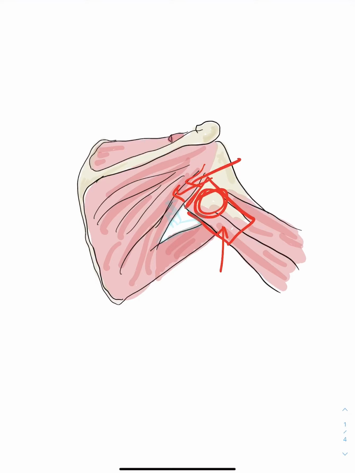Next, we have the triangular space, shown here in blue. It's made up of teres minor, teres major, as well as the long head of the triceps. Additionally, the circumflex scapular artery travels through here.